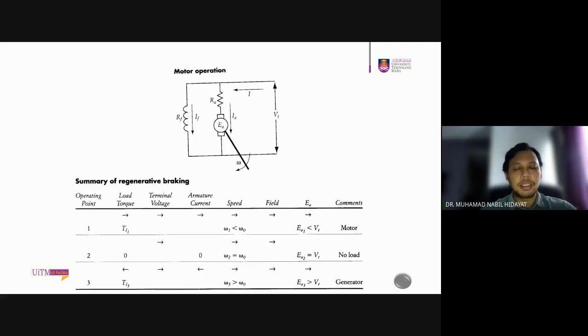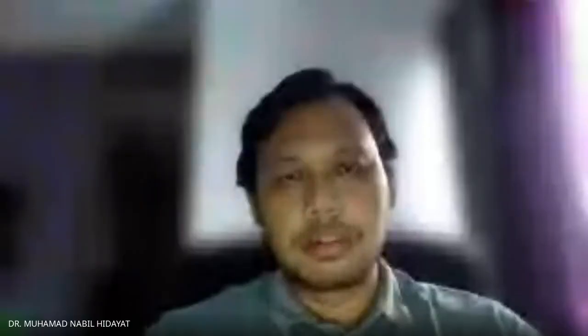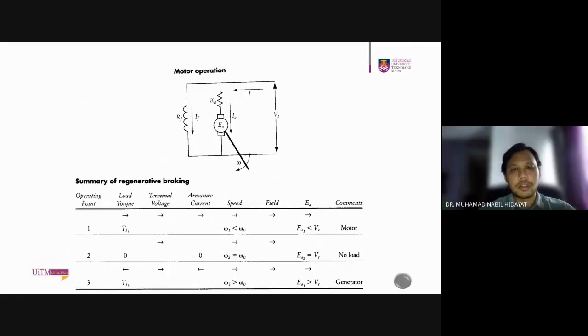And this can also be explained with this table. So you can see the direction of the armature current. For motor operation, you have your armature current positive, your speed positive, your field positive. And if it's on the generator, your armature current is negative, your load torque is also negative, and EA is higher than VT.